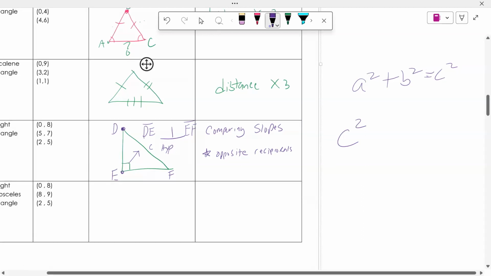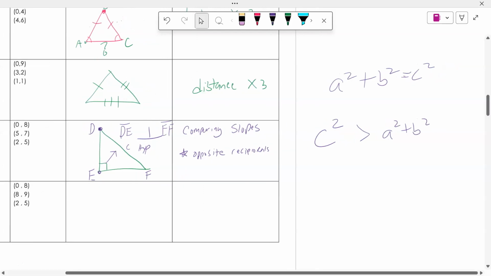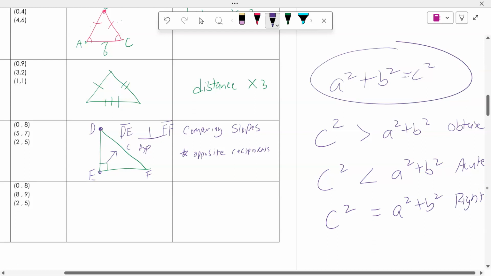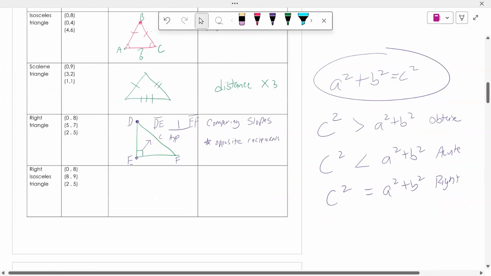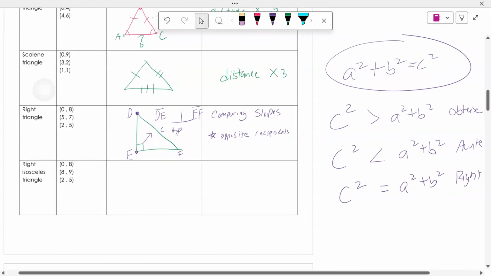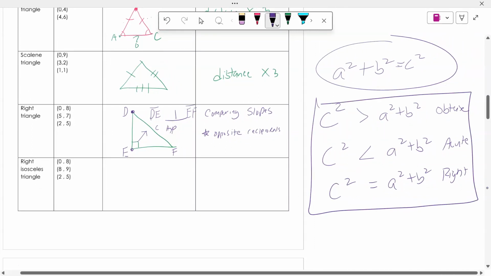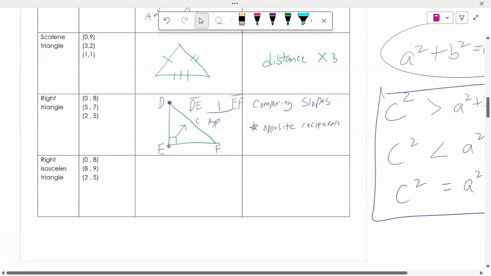So if C squared ends up being greater than A squared plus B squared, a little preview for later, then you can say for sure this is an obtuse triangle. If C squared is smaller than A squared plus B squared, we call it acute. And of course, if C squared is equal to A squared plus B squared, then it's a right triangle because it's following the original Pythagorean theorem. So anyway, that's another way. If you really wanted to go deeper, you could confirm that it's acute or obtuse by looking at these. However, for now, we're really just concerned with, is it a right triangle or not?